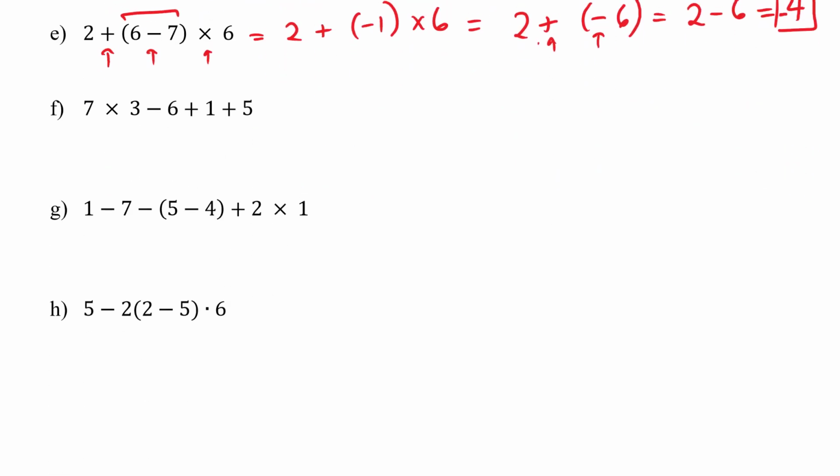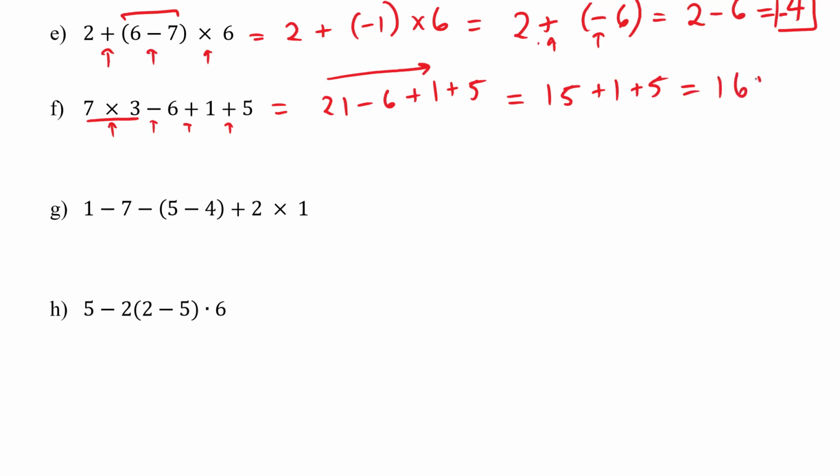Moving along now, we have multiplication, subtraction, addition, addition. We must do multiplication first. 3 times 7, 21, minus 6 plus 1 plus 5. Now, BEDMAS, it doesn't matter whether it's addition or subtraction. We just read the problem from left to right and we do them as they come. So we're going to start with subtraction. 21 minus 6 is 15, plus 1 plus 5. 15 plus 1 is 16, plus 5. And 16 plus 5 is going to be 21.